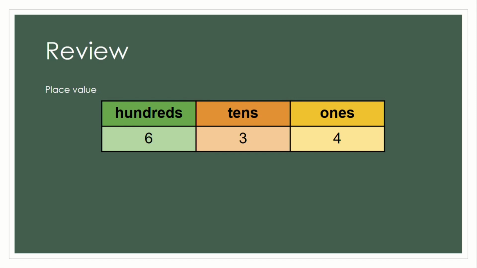We have learned place value. Look at the number 634. The number 6 doesn't represent 6. It represents 600 because it is in the hundreds place. Number 3 represents 30 because it is in the tens place. Number 4 represents 4 because it is in the ones place. This knowledge will be very important for our learning today, since we're going to use place value strategy to solve addition problems.